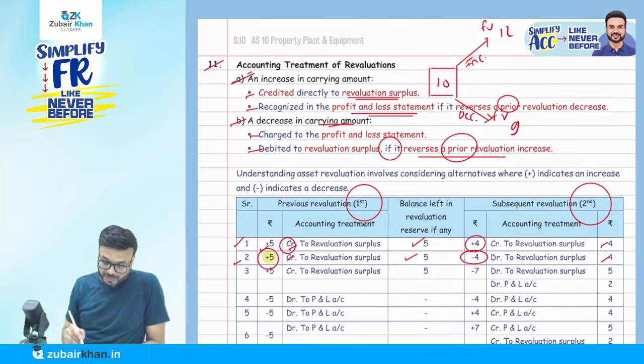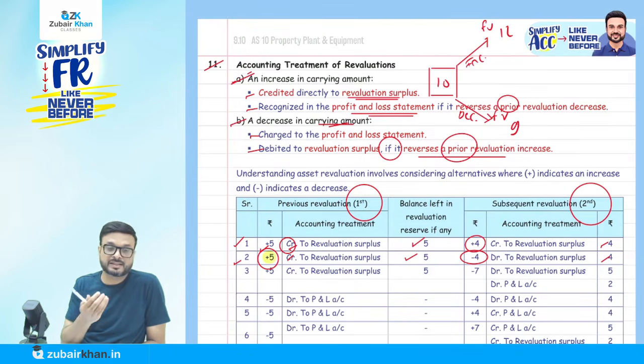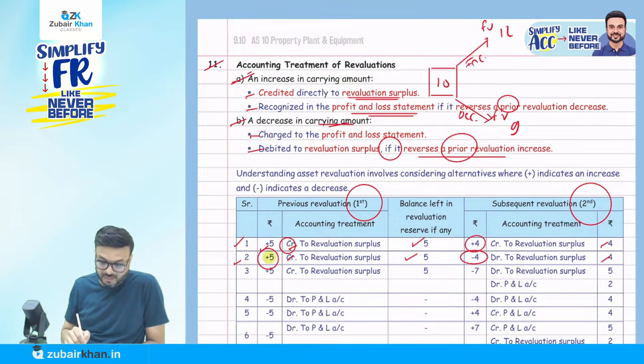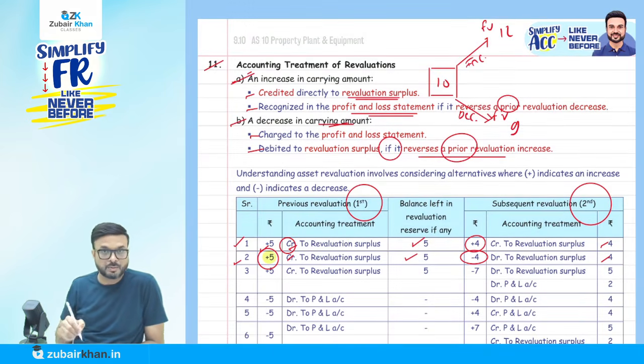We had an increase of 5 previously, and now we are adjusting it. So it is decreasing, and I will adjust it in revaluation surplus. A maximum of up to 5 is allowed, but how much am I decreasing? Only 4, because we have a balance of 5 but the decrease is 4.